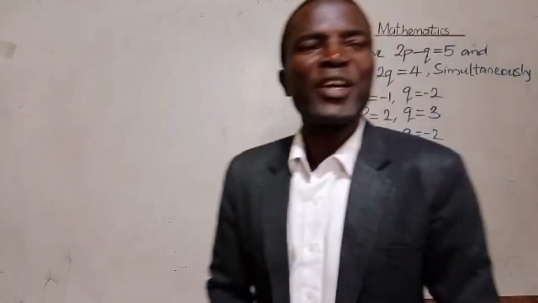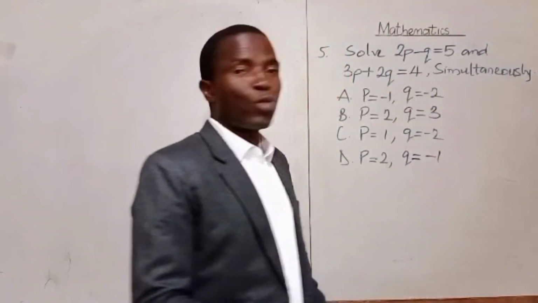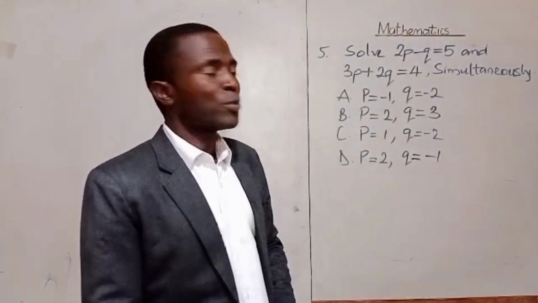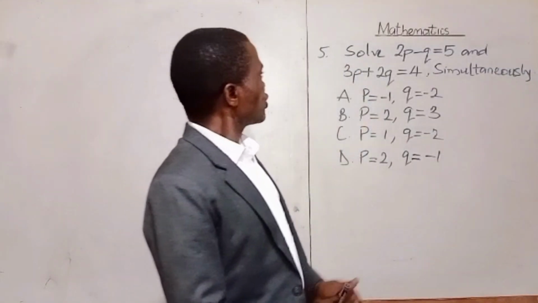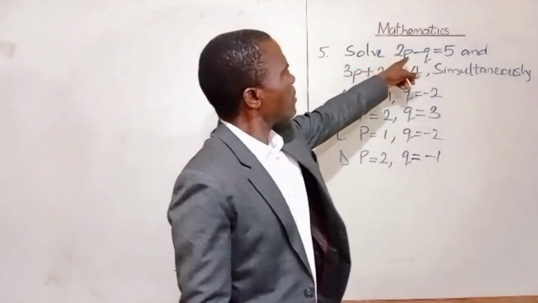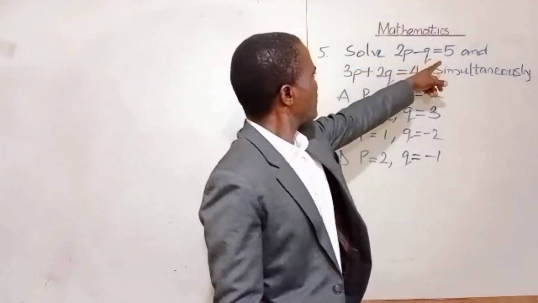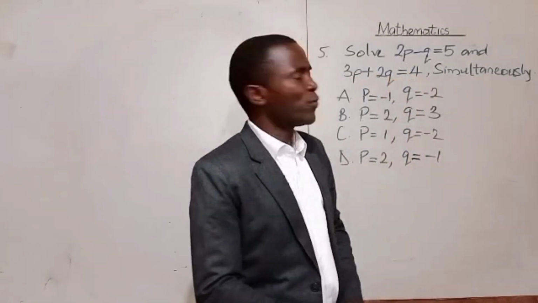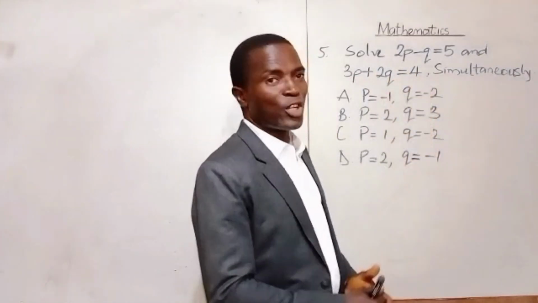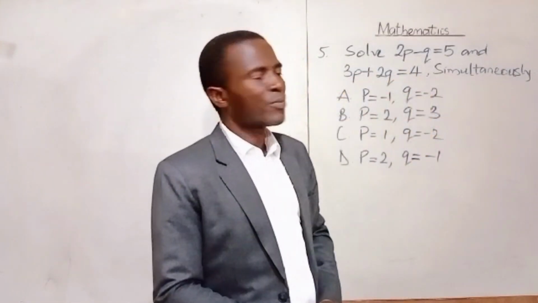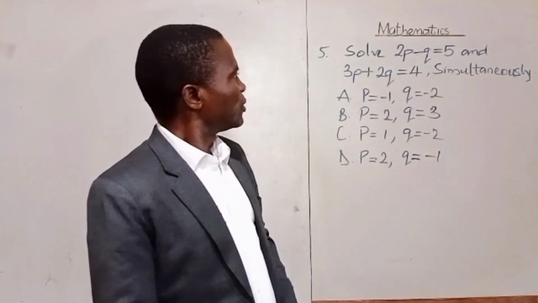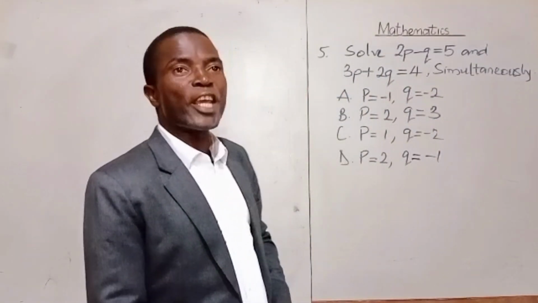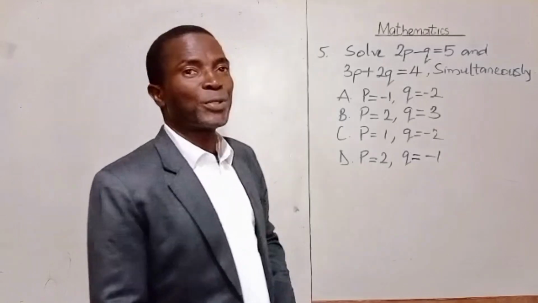This is number 5 question, and it is also a WAEC past question. The question says solve 2p minus q is equal to 5 and 3p plus 2q is equal to 4 simultaneously. And here are the options. This is also an example of simultaneous equation in algebraic expression.